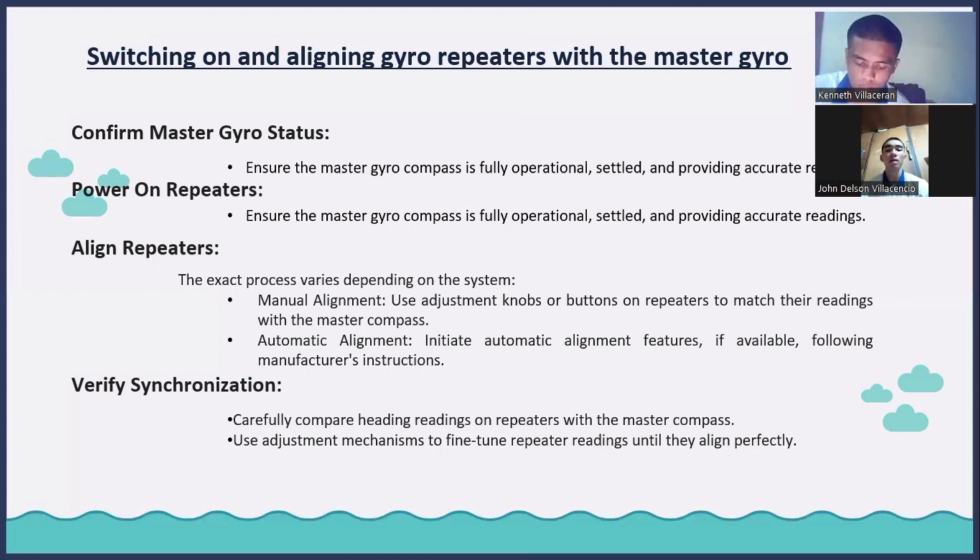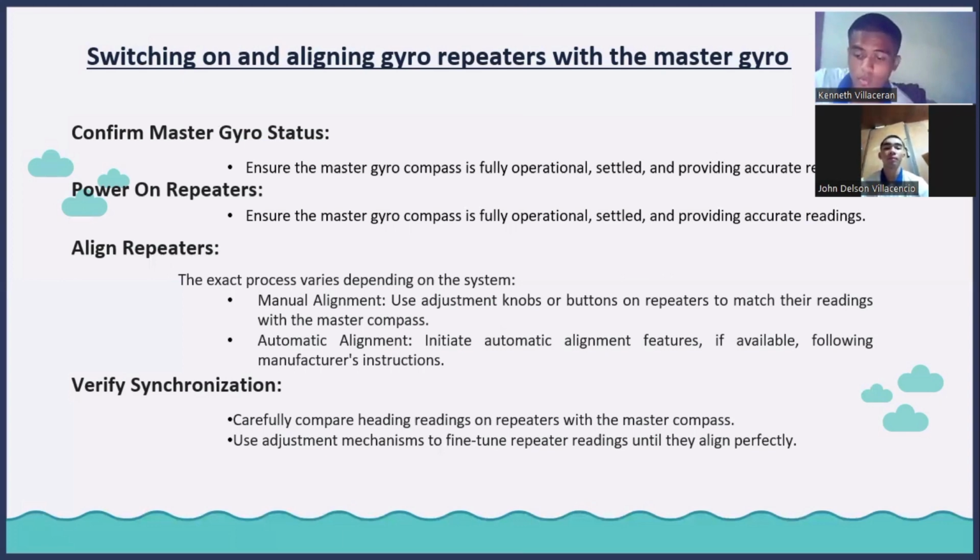Manual alignment. Use the adjustment knobs or buttons on repeaters to match the readings with the master compass. Automatic alignment. Initiate automatic alignment features if available, following manufacturer's instructions. Verify synchronization. Carefully compare readings on repeaters with the master compass. Use adjustment mechanism to fine-tune repeater readings until they align perfectly.